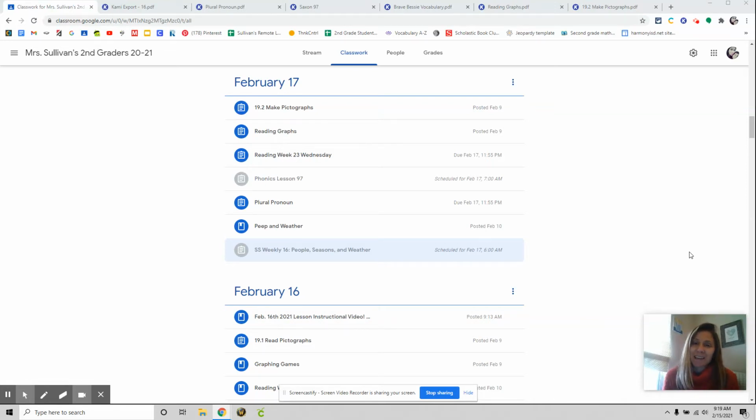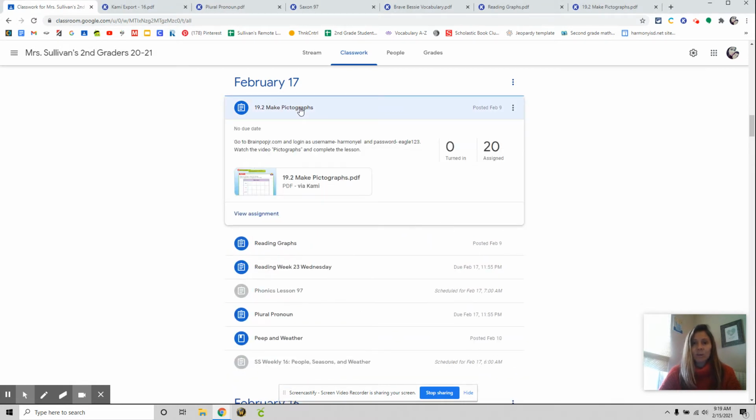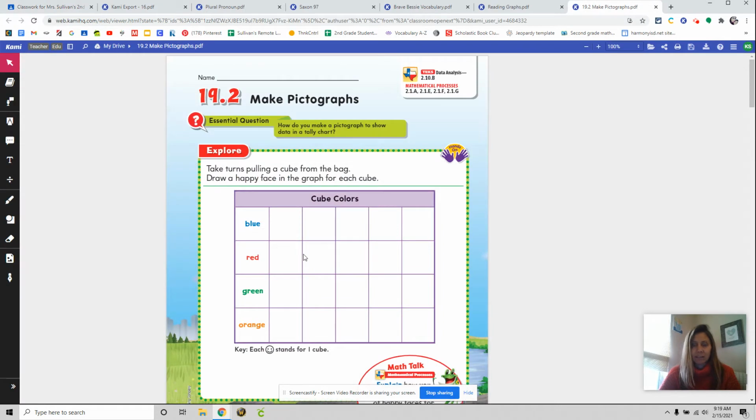Here again, February 17th today, and I'm going to go real quickly with you over your lessons for today. So on Google Classroom, find February 17th. You're going to start with 19.2 in math, continuing making these pictographs. When you open it with Cami, it will look like this.